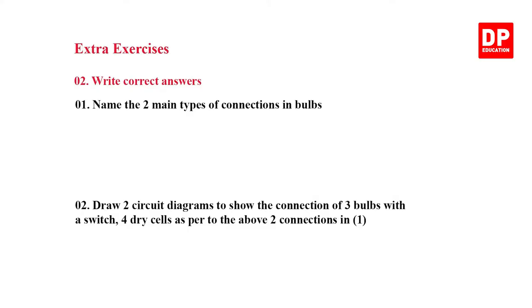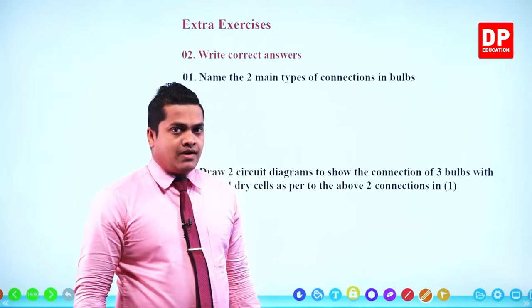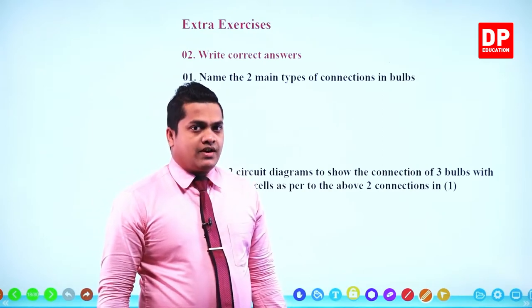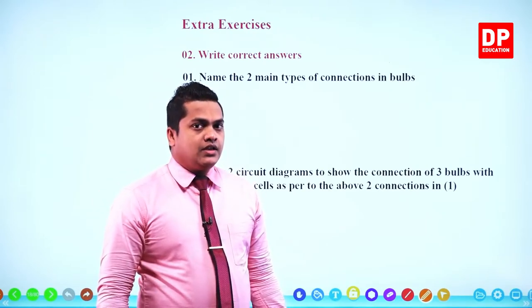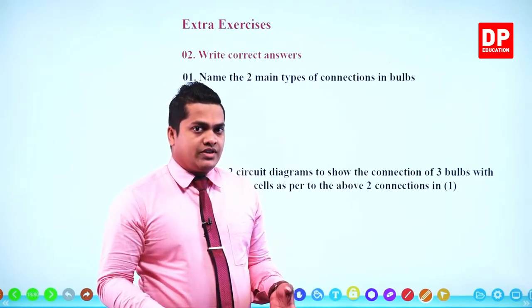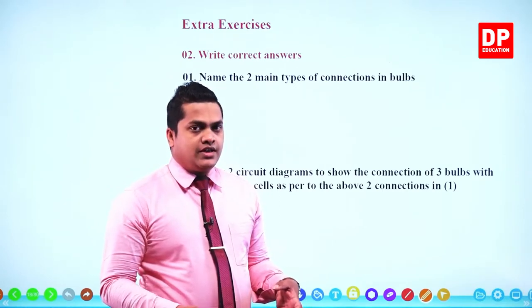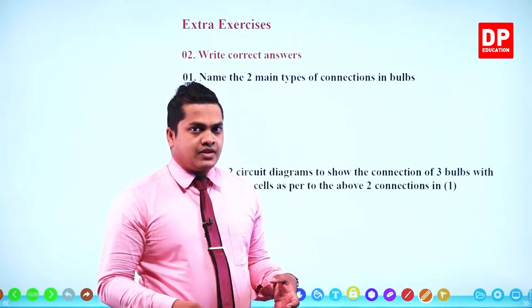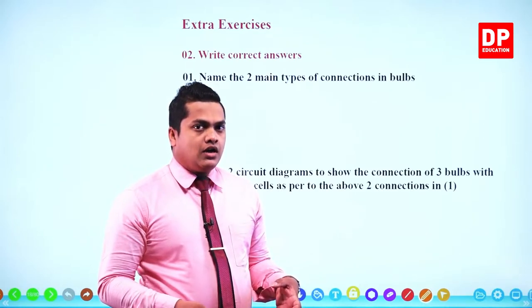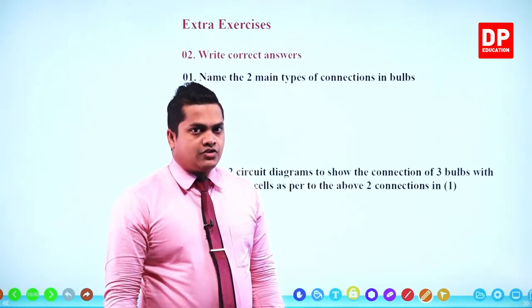So, first question given: name the two main types of connection in bulbs. You know that if you take a connection in a bulb, not only for the bulbs, for each and every instrument, we can use several connections. So the connections that we can use are series connections and the parallel connections.